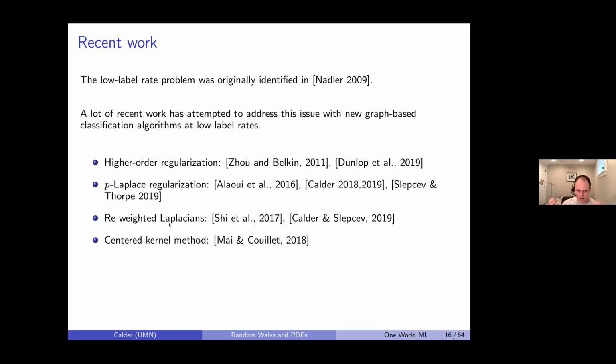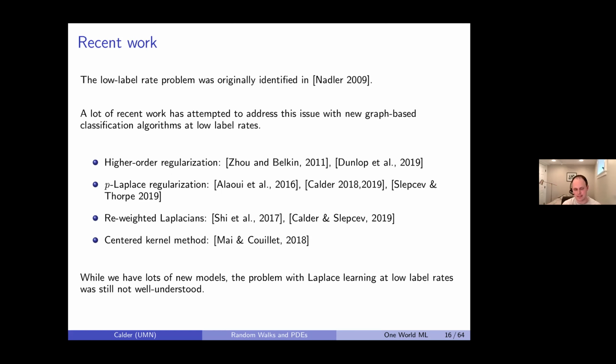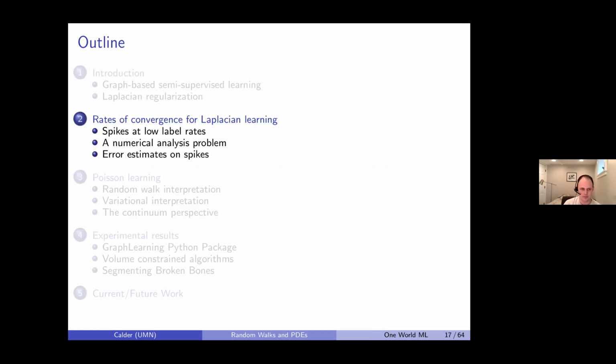We're trying to overly regularize the problem to get rid of these spikes. But I think until the work I'm going to talk about today, there's not been a really solid understanding of where these spikes are coming from and why they're a problem for classification. And so we'll dive more into that in this talk. So this first part will be on how large are these spikes? Why are they occurring? Can we control them with high enough label rates? And the second part will be about what do you do in the very low label rate regime when you do have these spikes forming.